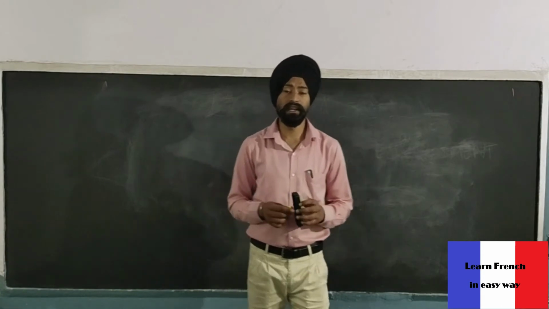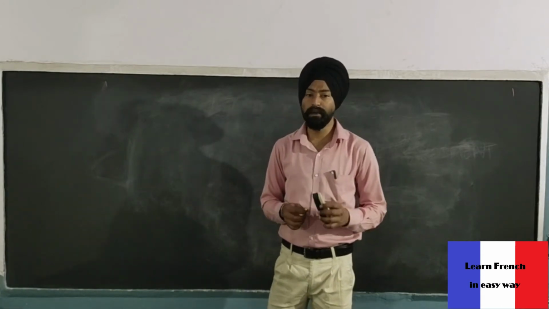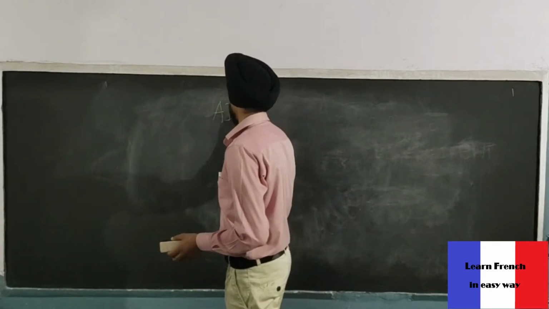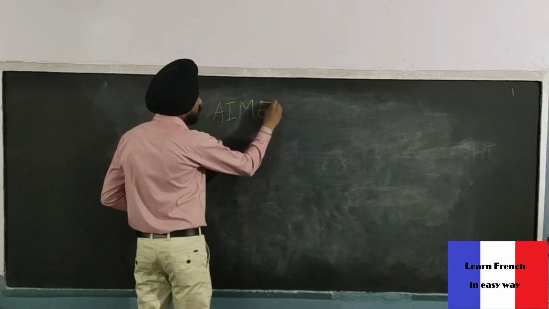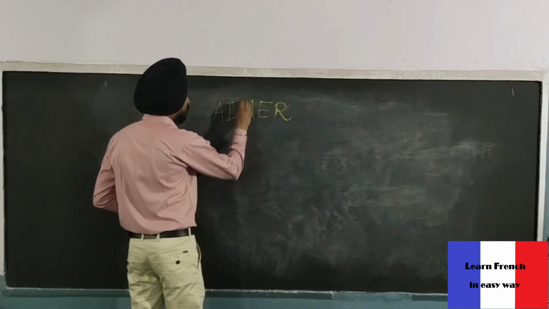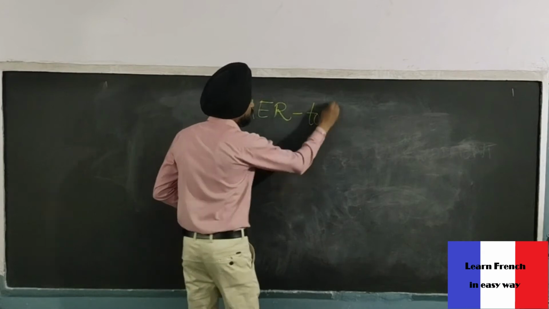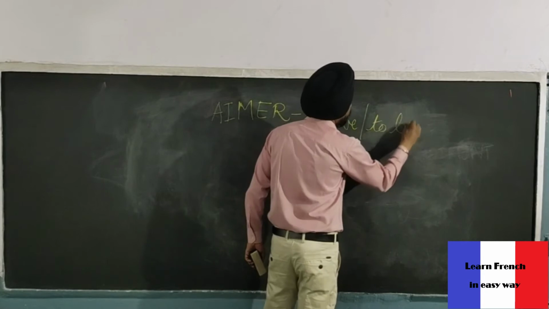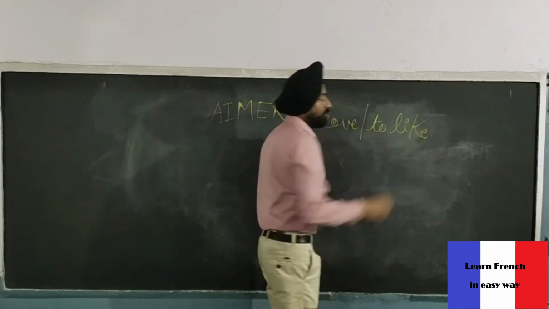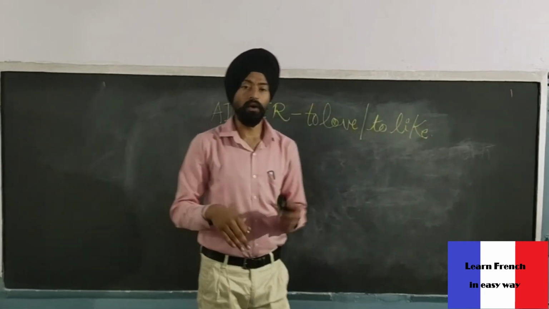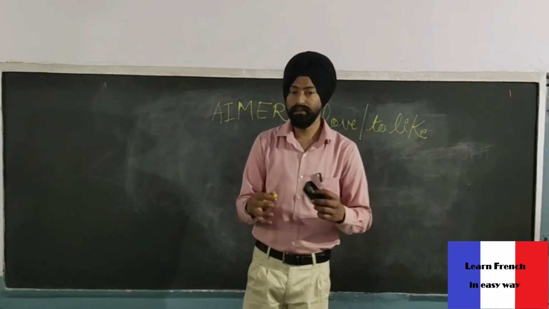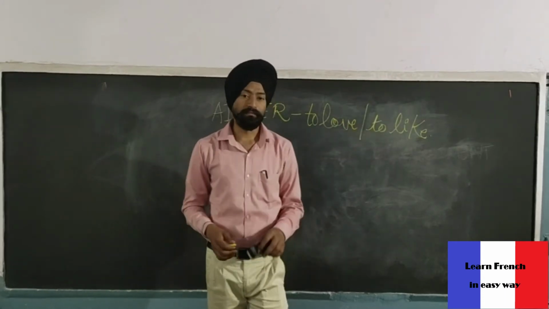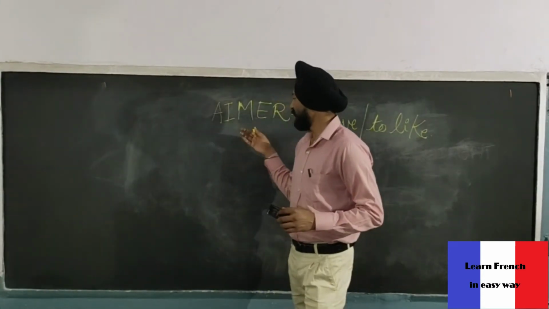In French, its meaning is aimer. The verb is aimer. I should write it for you. It is aimer, A-I-M-E-R. Aimer. To love or to like. French doesn't have two separate words for love or like. They just distinguish by changing the expression and adding some words to make the difference. So this verb is aimer.